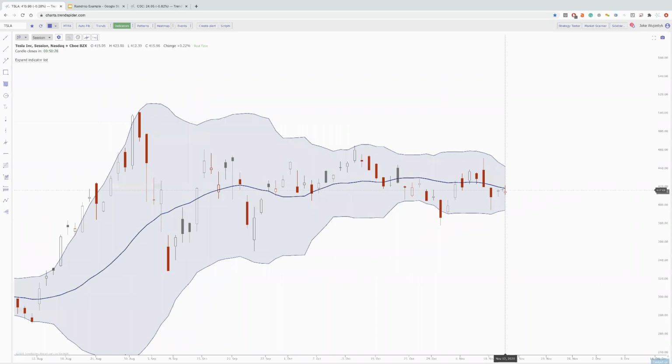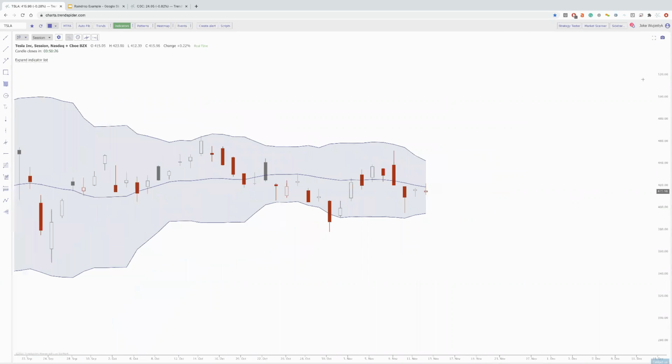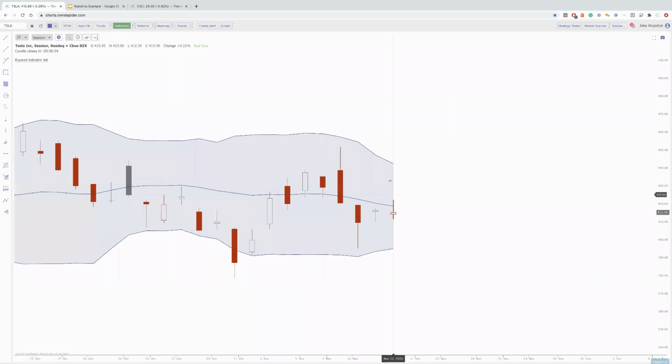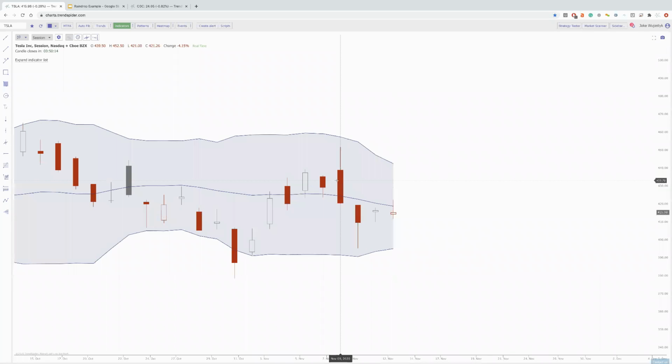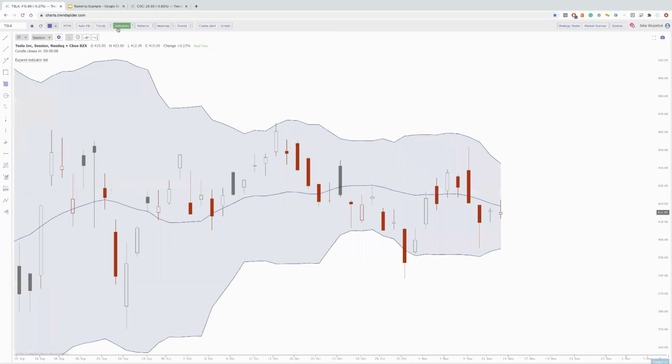So here, let's say that you simply wanted to be alerted if the price gets anywhere near this upper band. You do the same thing. You'll see here that I can increase or decrease the sensitivity around that Bollinger Band. And this is the case for anything on the upper chart. So moving averages, Bollinger Bands, Fibonacci levels, trend lines that you can draw. So you can draw your own trend lines as well.